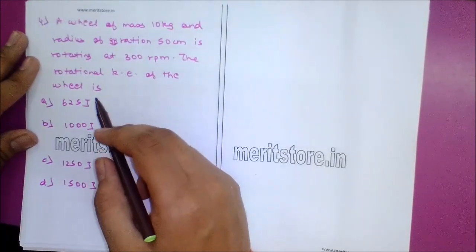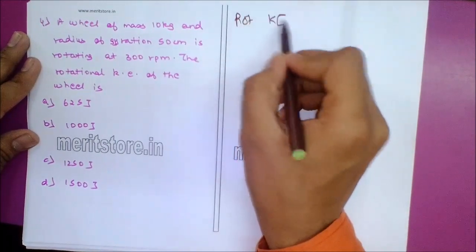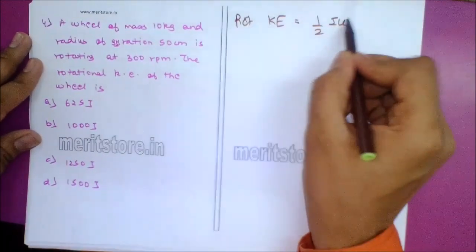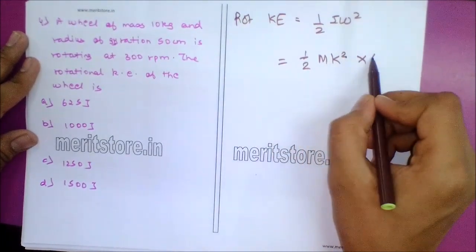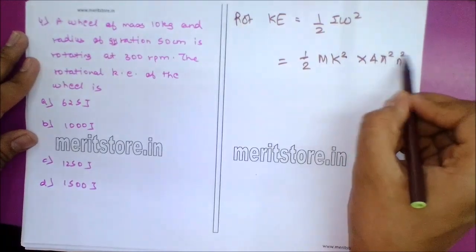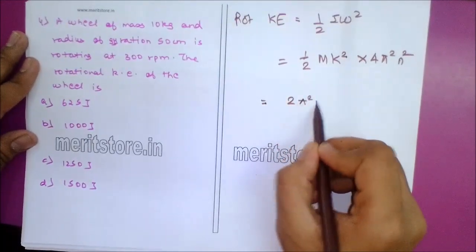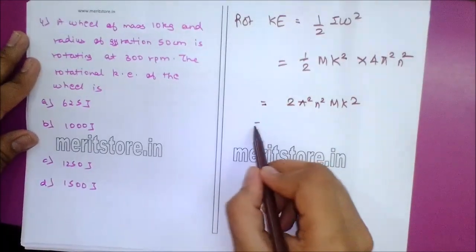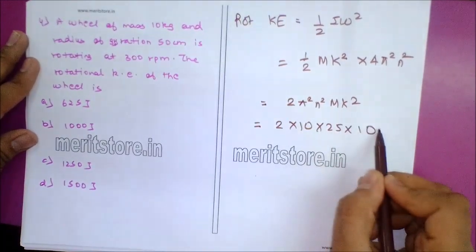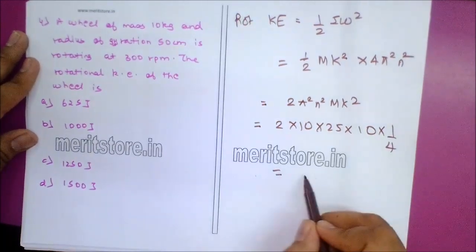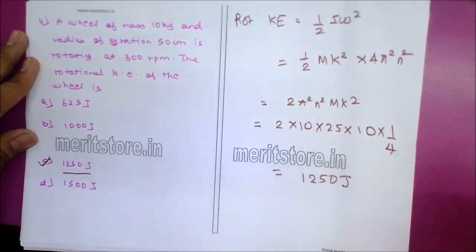Now to calculate the rotational kinetic energy, we know the formula is rotational kinetic energy equal to half I omega square, equal to half m k square into 4 pi square n square, which is equal to 2 pi square n square m k square, which is equal to 2 into 10 into 25 into 10 into 1 by 4, which on solving we get 1250 joules. So option C, 1250 joules is the correct answer.